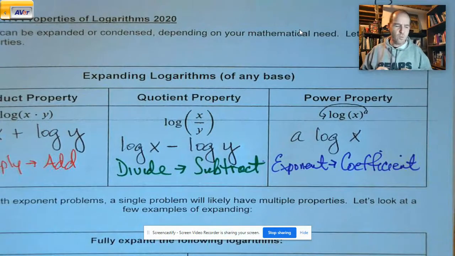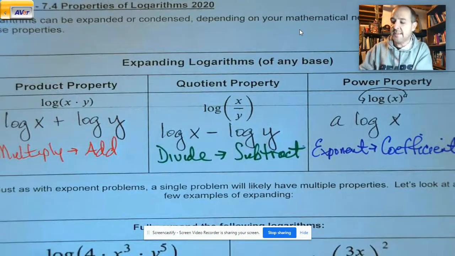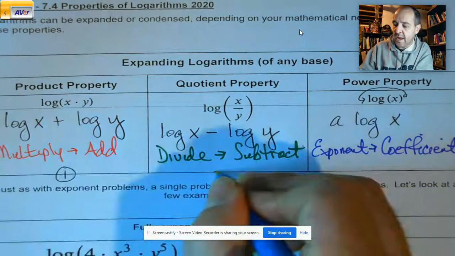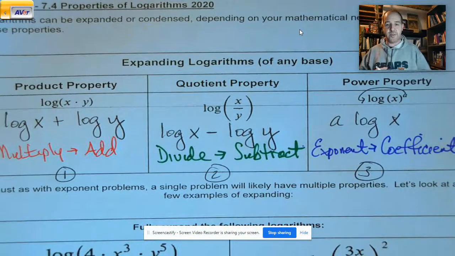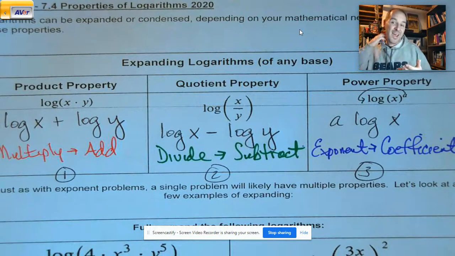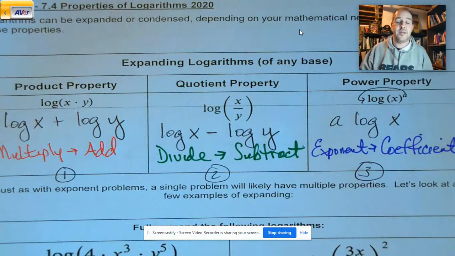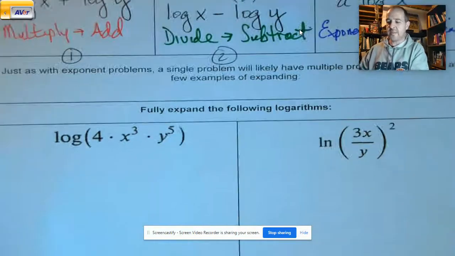One other thing I would suggest when you're expanding is that you will have multiple properties in a lot of these problems. I would try to do them in this order. If there's any multiplying turning into an add, do that first. Dividing and subtract, do that second. Exponent to coefficient, you want to do last because it's going to cause less problems. So let's play with a couple of these. That's usually the easiest way to get rolling so we don't get too confused. So fully expand the following logarithms.